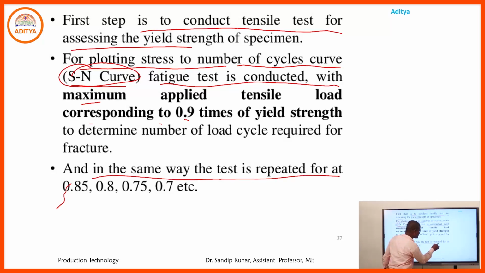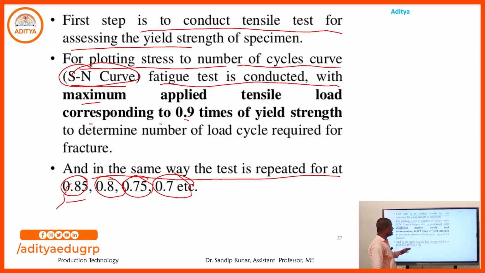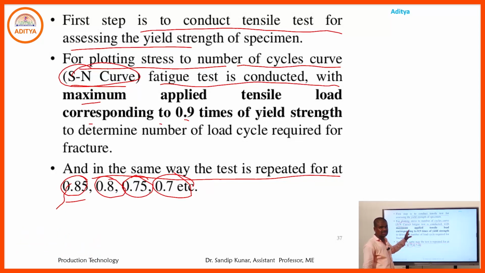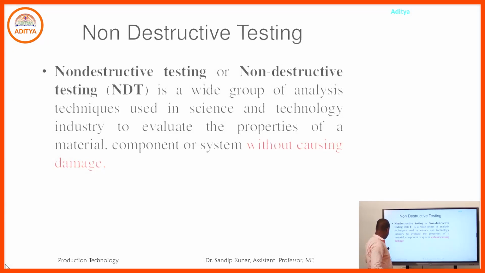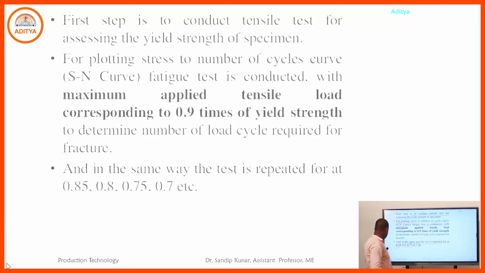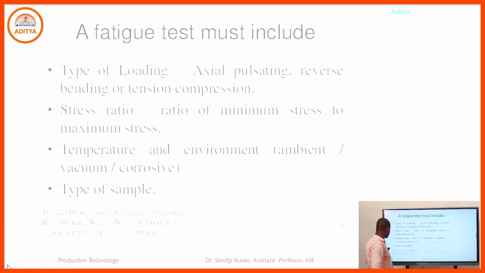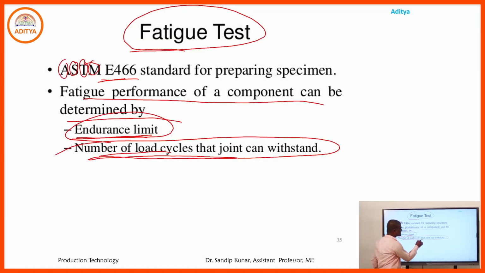In the same way the test is repeated, and continuous data are taken at some standard values, 0.85, 0.8, 0.75, 0.7, etc. That type of data we take for plotting the SN curve, and from the SN curve we decide the endurance limit and also the number of load cycles that the joint can sustain.